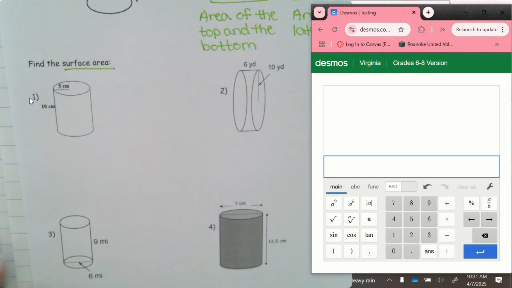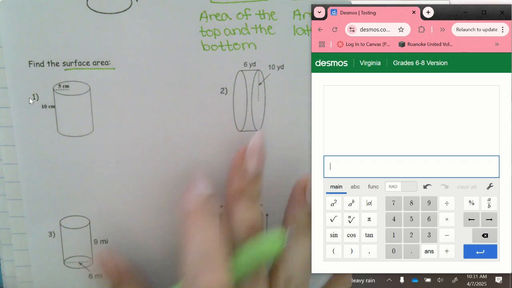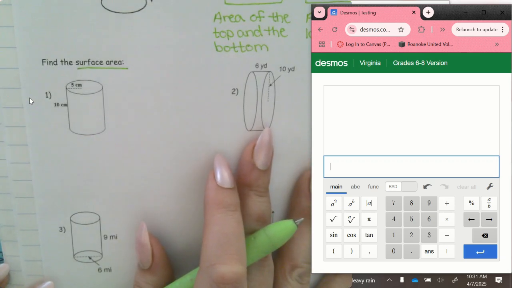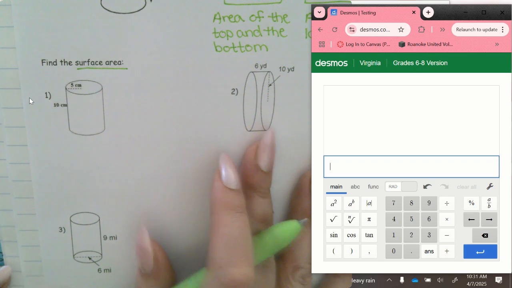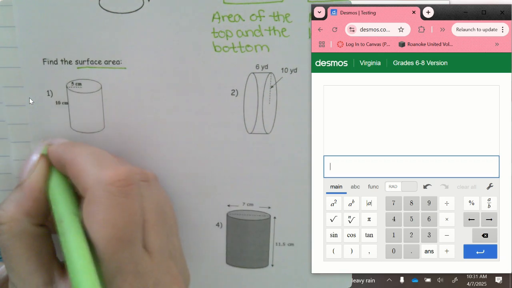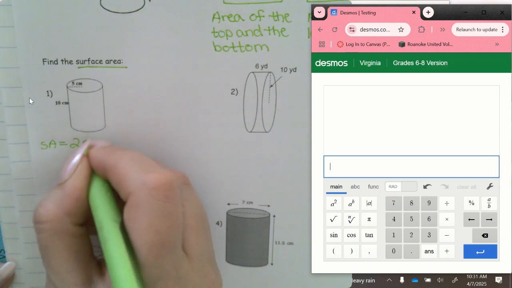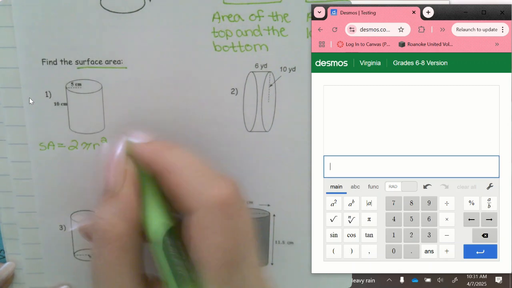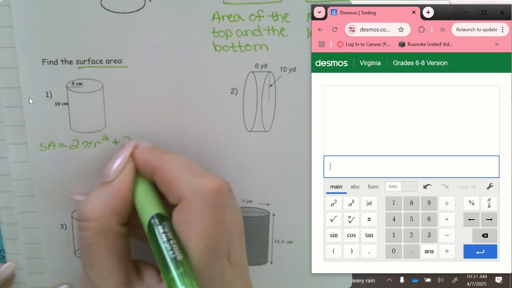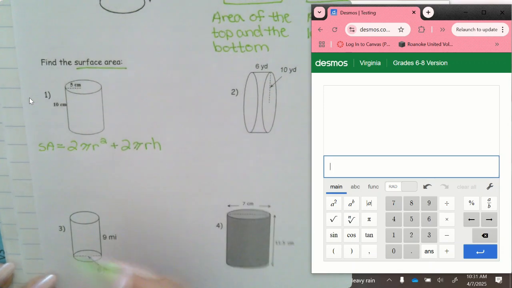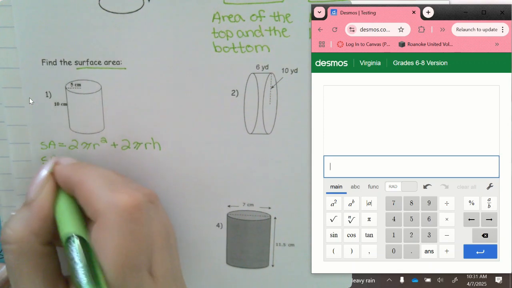Write down the steps I'm writing down. I'm not going to necessarily show as many steps on the second page, but write everything down on this first page, so that if you don't have your laptop and you need to work this out with a handheld calculator, you know what to do. So our formula: 2 pi r squared plus 2 pi rh, okay?